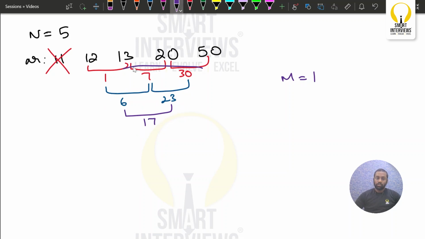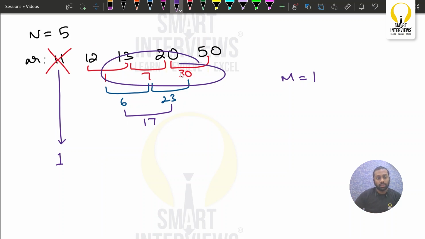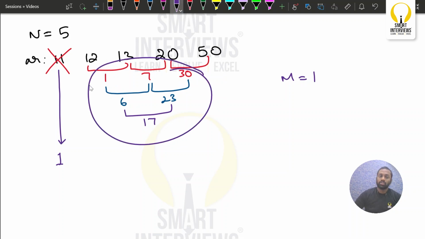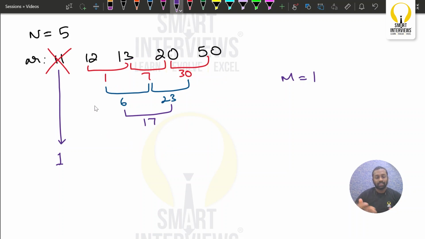6 and 23 was smoothly increasing, 1 and 7 was smoothly increasing. Hence, deletion of 11 kept the array as strictly increasing, and the difference array as smoothly increasing. So we'll mark it as 1. The difference array also, you need to break it down. This is what he mentioned by recursive in nature. The definition is recursive in nature.